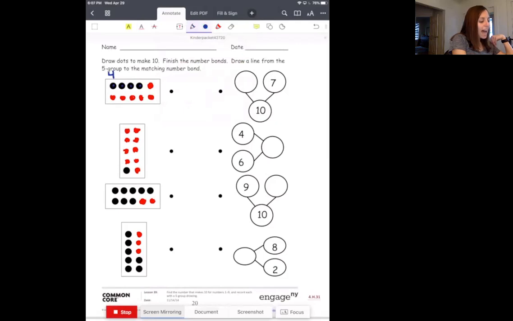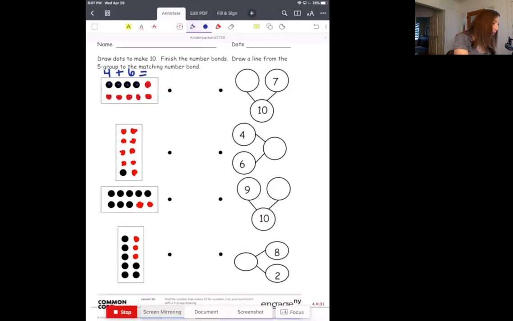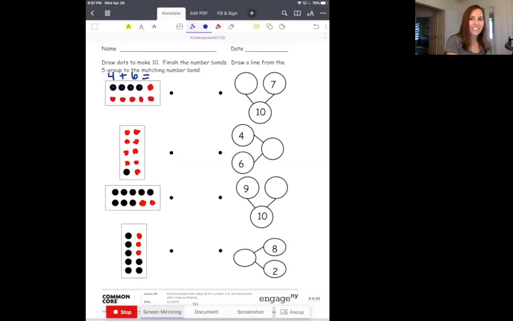And then we added some more dots, didn't we? So we're going to need to put our plus sign to show that we added some dots because we had 4 dots, but we made the number bigger. How many red dots did we add? Well, I want you to go back and count them. So now count the red dots. 1, 2, 3, 4, 5, 6. 4 plus 6 equals, how many dots do we have in the end? 10. Good.